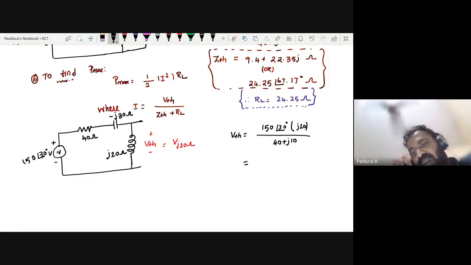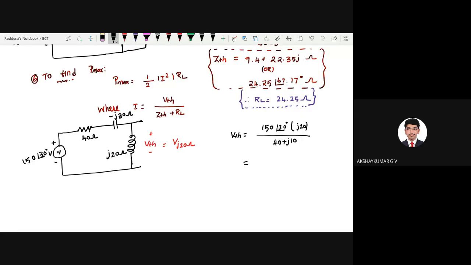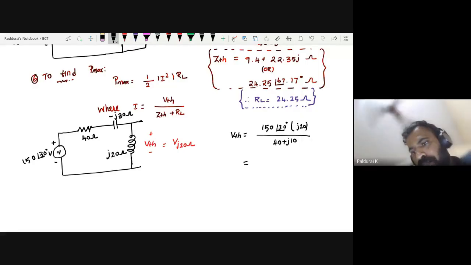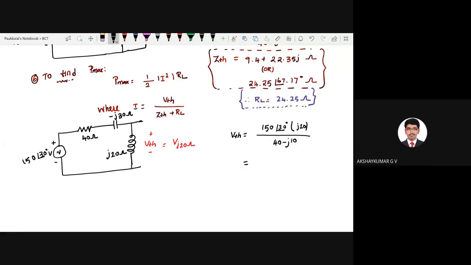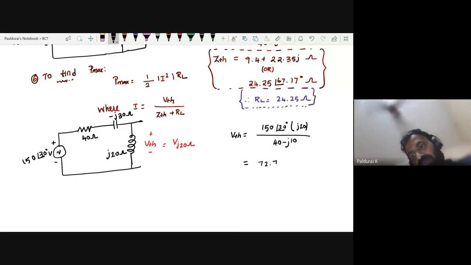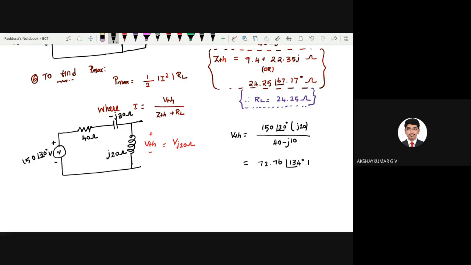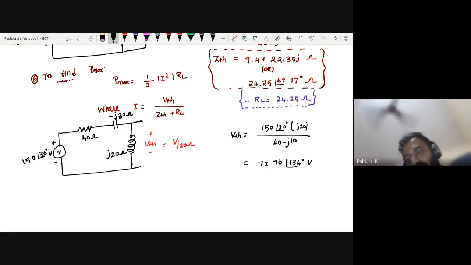VTH, what is this value? Anyone? Sir, minus J10. Yeah, thank you. Minus J10. What is this value? 72.76 at an angle of 134.04. Okay, 134 roughly, can I take approximately? Yes, sir.